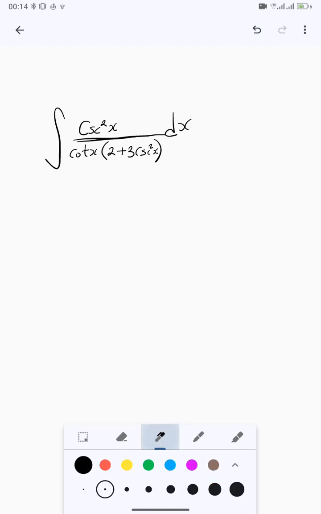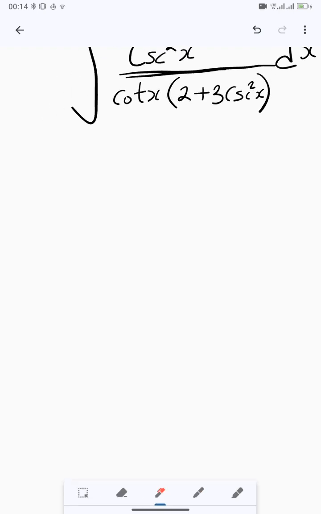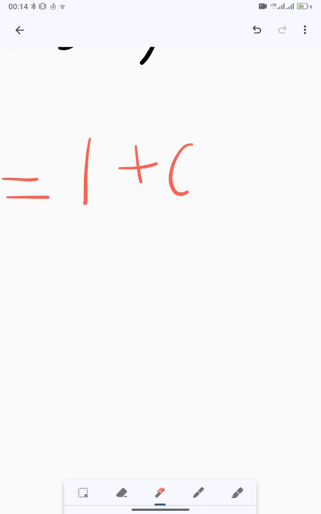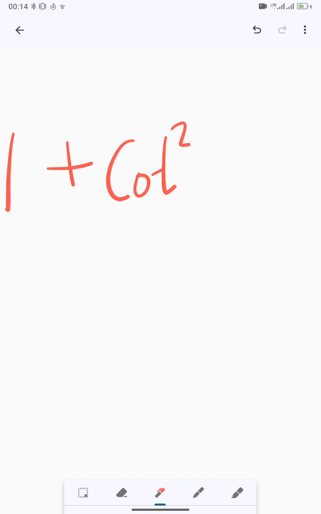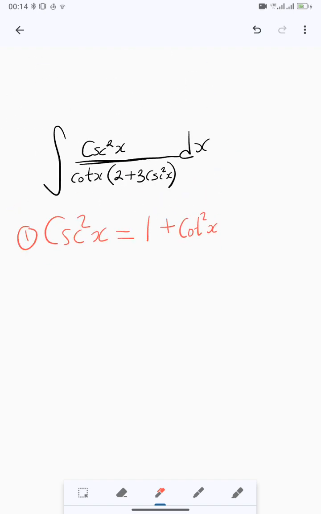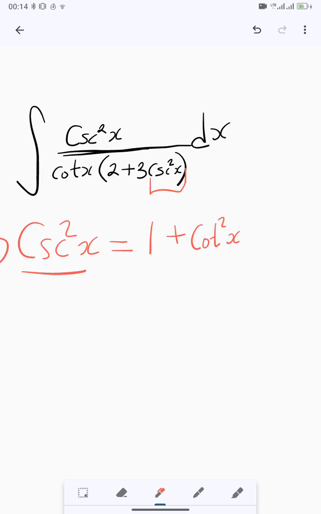So I think maybe the identity that we're going to use here, remember this is an identity you should know. Remember that cosec squared x is equal to 1 plus cotangent squared x. This is from cosec squared x minus cotangent squared x is equal to 1. So I just made this the subject of the formula so that I can replace it here.